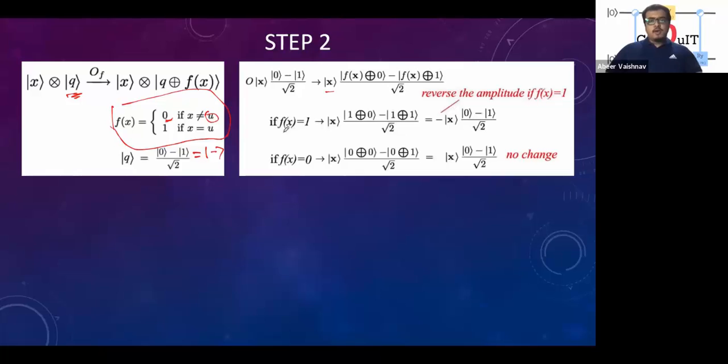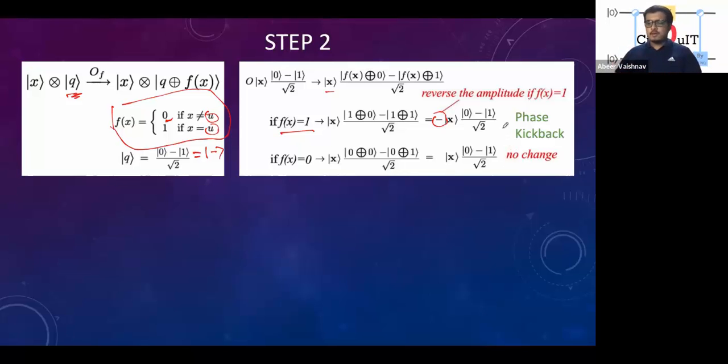So now, when this function is implemented, if my f(x) is 1, that means my x state, which I'm inputting, is equal to the u state that I want to find. For that particular case, it basically phases the whole system by 180 degrees. That's why it acquires this negative sign. And if f(x) is 0, that means my x is not equal to the state u. Then it doesn't phase, and there is no change in the state of the whole system. And this is something known as phase kickback.